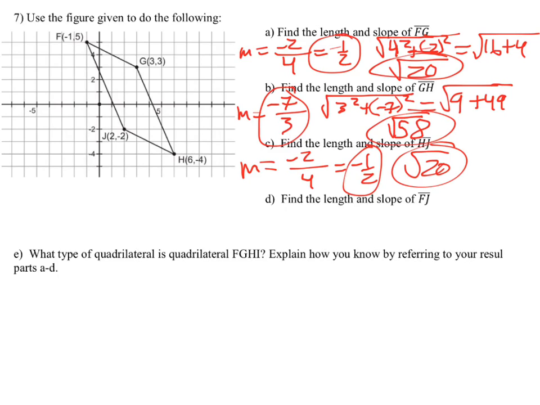And then FJ, right here, let's get the slope first. So slope from 5 to negative 2 is a rise of negative 7. You have to go down 7 to go that far. And then from negative 1 to 2 is a run of 3, which is the same as GH. And so the distance for this one is going to be the same as that one up there.